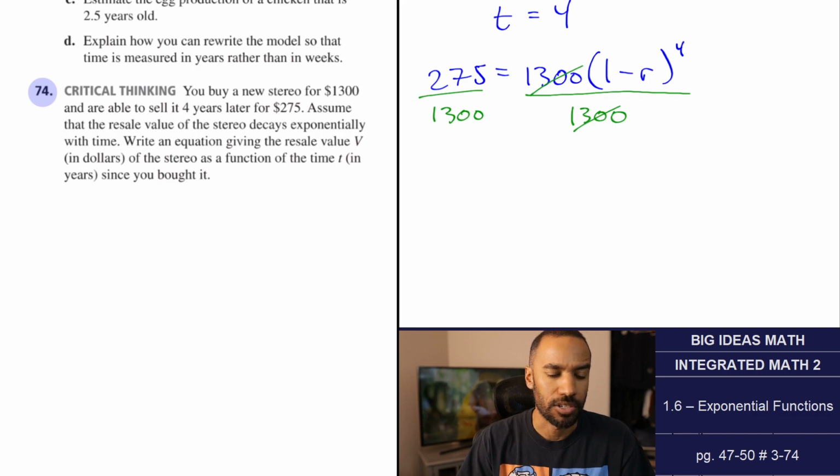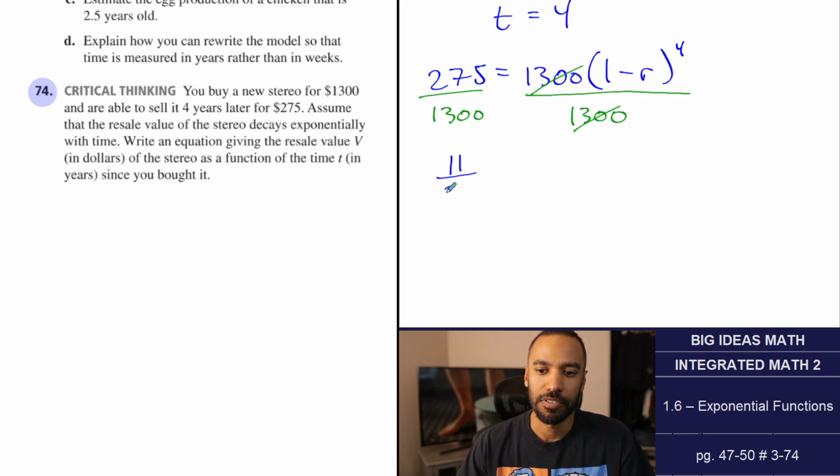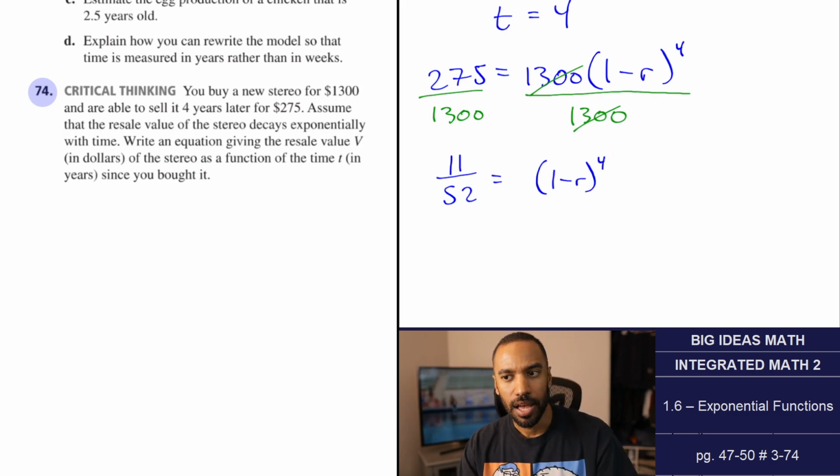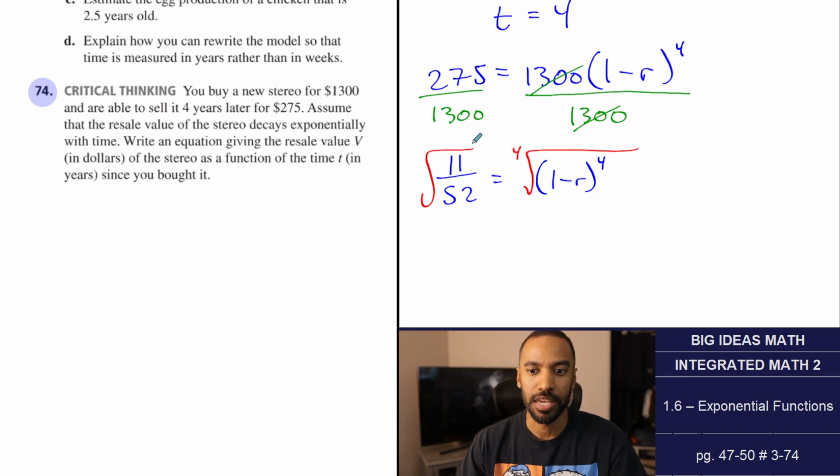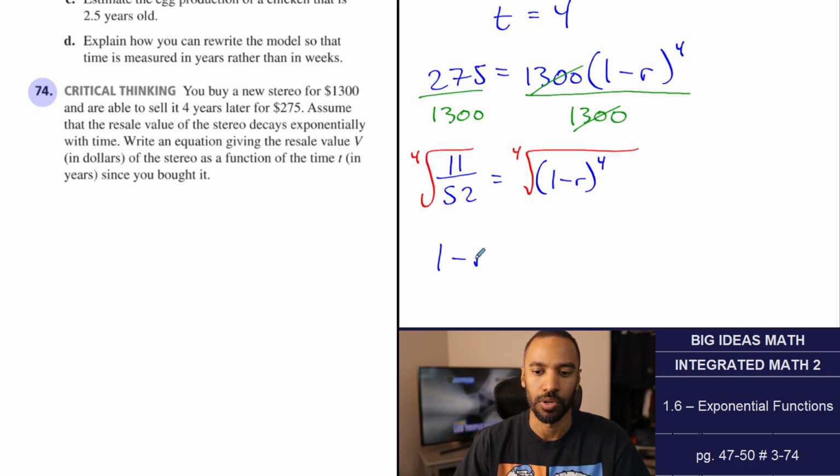I could reduce the fraction. Let's see. As a reduced fraction, it's 11 over 52. How about that? 11 over 52 equals (1 minus r) to the 4th power. To solve for r, I still have to take the 4th root. Now this is something I'm not going to round. I will leave it as the 4th root of 11 over 52. So 1 minus r equals the 4th root of 11 over 52.